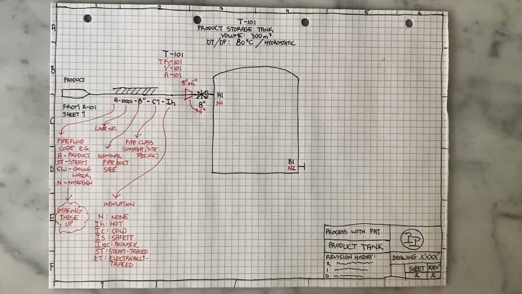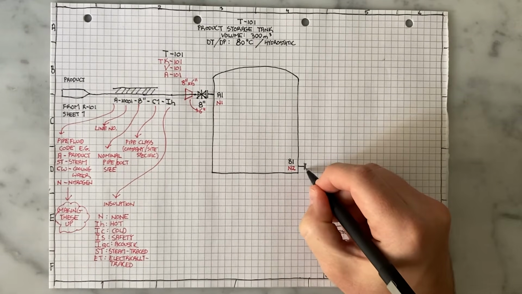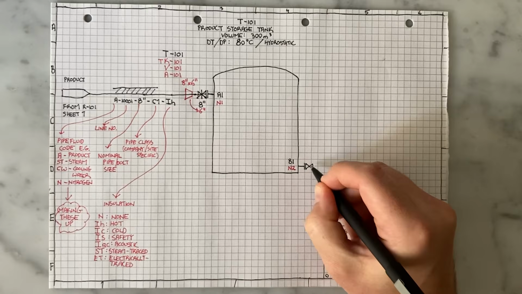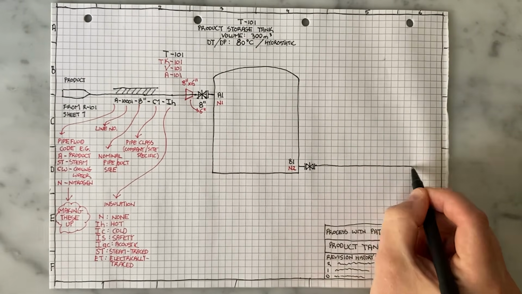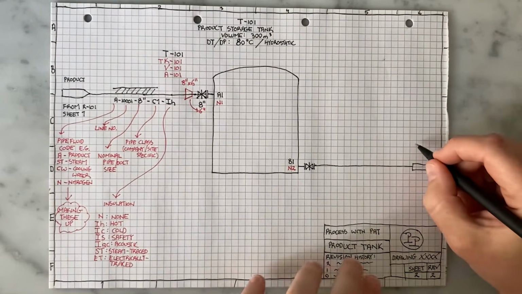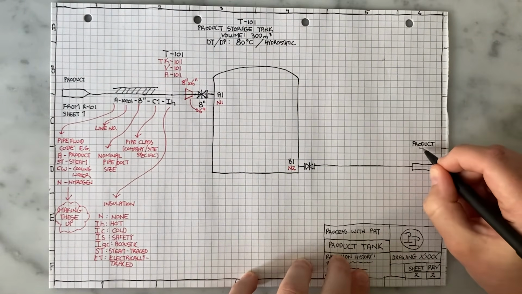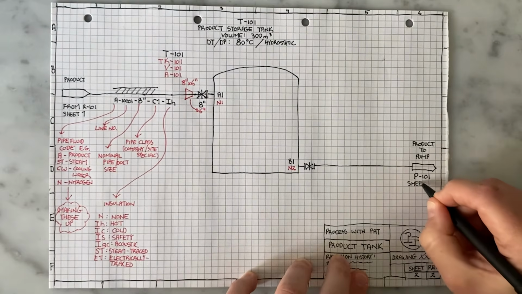Just like I had a valve on the inlet line, I should have a valve on the outlet line too, for the same reasons. I want to be able to isolate the tank. And here is my line that comes out of my tank and goes to another sheet. I'm writing that this line is going to a pump because I'm going to be pumping out of this tank, and I put the pump number as well as the sheet number.